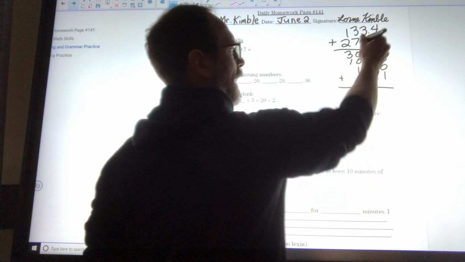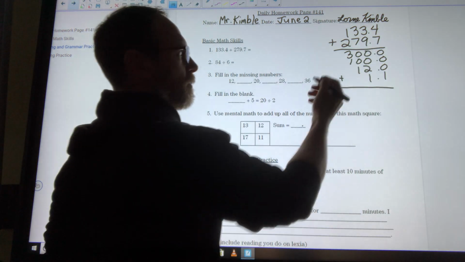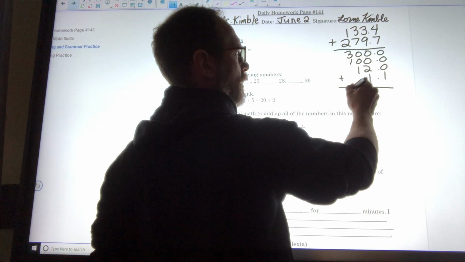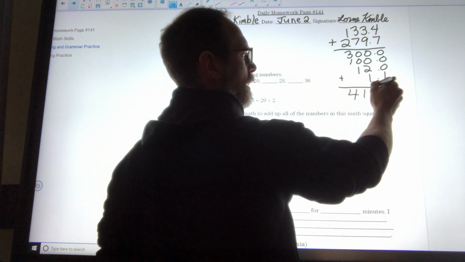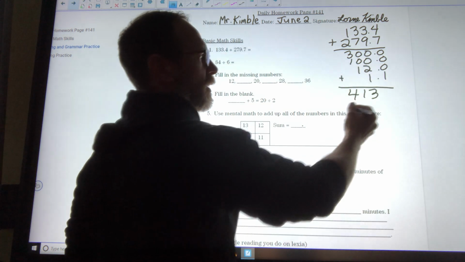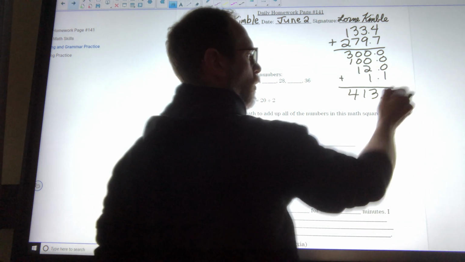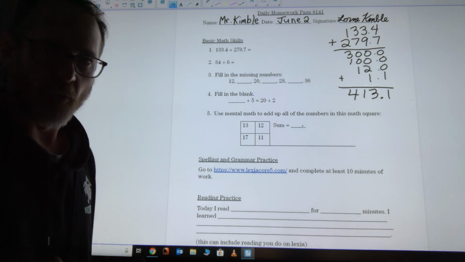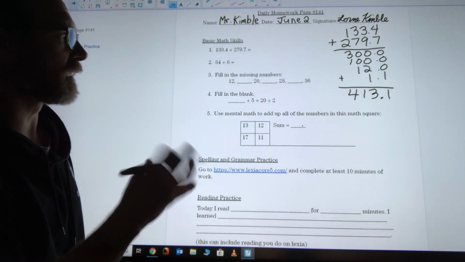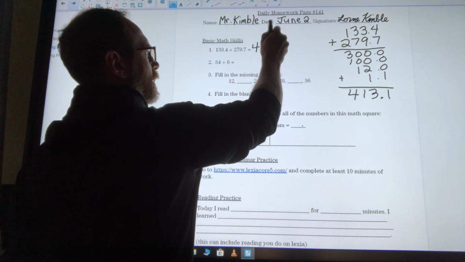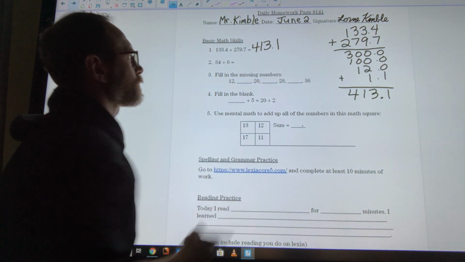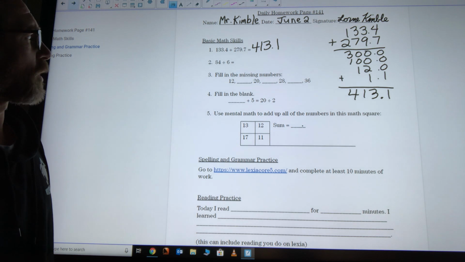Now, if I put together what I have underneath the bar, I have 400 with 1 in the tens place, 3 in the ones place, so now 413.1. Okay, so that's the count forward method, just a little twist on stacking. 413.1.